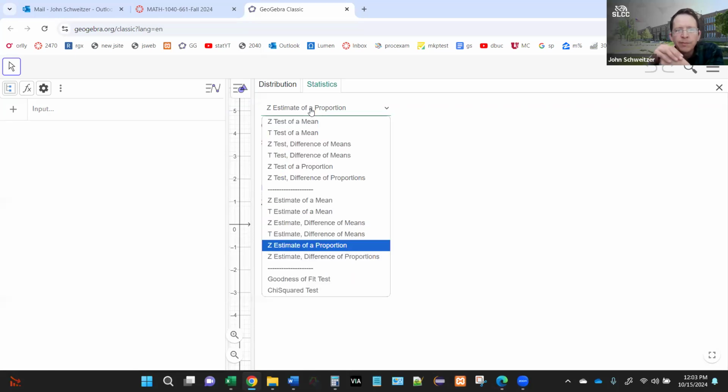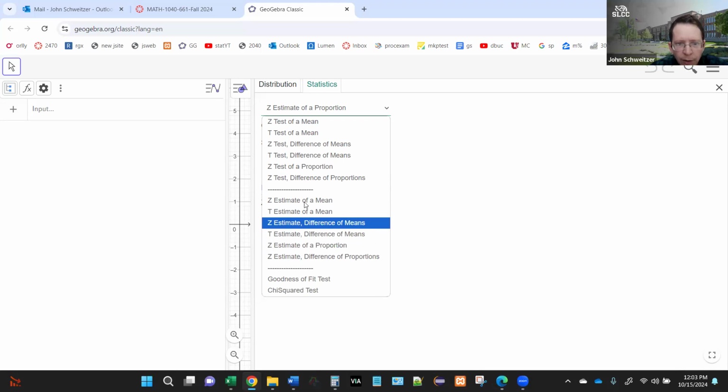In chapter 3, we learned about 2 different procedures: the z-test of a proportion and the z-estimate of a proportion. Here in chapter 4, we're going to learn about 4 more. So what's the first one that we're going to learn in chapter 4? Well, we're doing a confidence interval. Remember, confidence intervals are estimates.